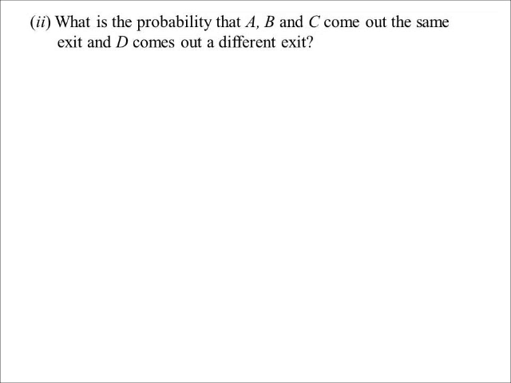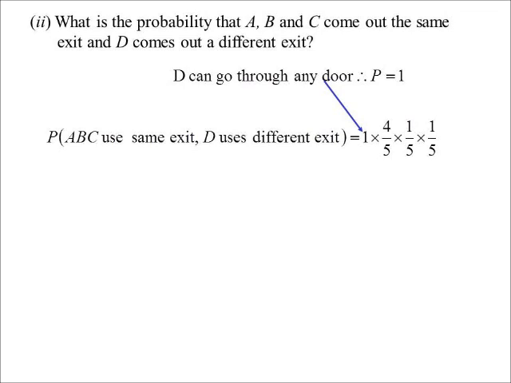So D, if you like, is the one that's going out through the different exit. So I'll let it go first. There's a probability of 1 that it leaves. So now A, B and C are all going to go out through the same door.